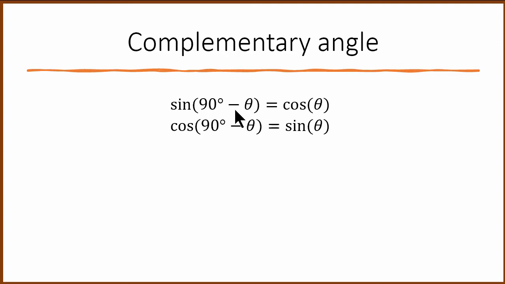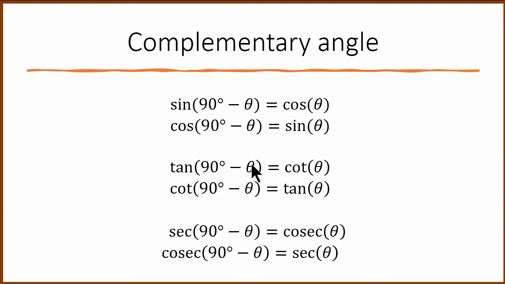So in this case, what are we looking at? If you do sine of 90 degree minus theta, it is equal to cos theta. Similarly, cos 90 degree minus theta is equal to sine theta. So sine becomes cos, cos becomes sine. So this is one way to remember it.